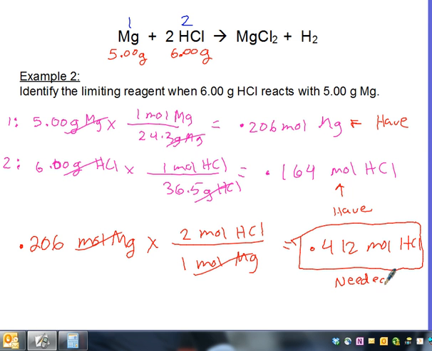So we need 0.412 moles of HCl, but we have 0.164. So the question we need to ask ourselves is, do we have enough? And the answer to that is no. And therefore HCl is limiting.